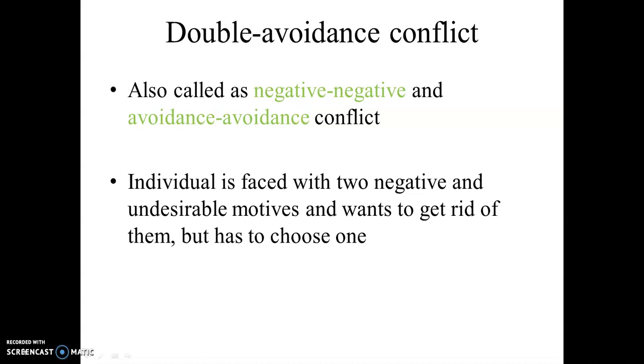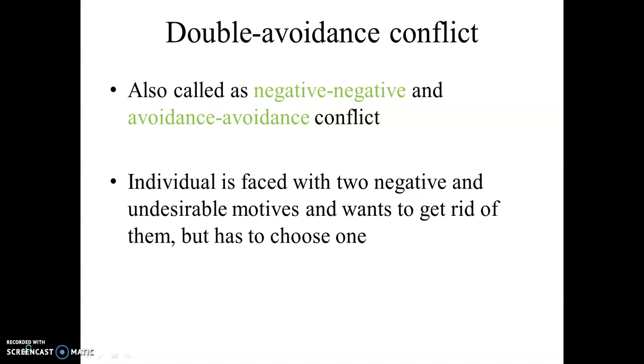So this is again very difficult, more difficult than the double approach conflict. Because in double approach conflict, the goals are desirable. Here, the options are completely undesirable. The same example, two colleges, but the two colleges are very far off. They are not at near places, for example. So, in this way, both colleges become undesirable for a student, but he has to choose any one college.